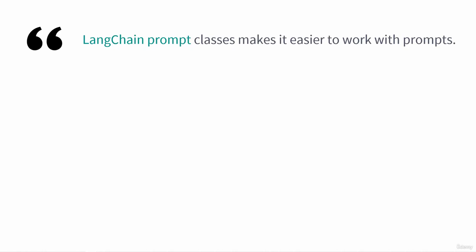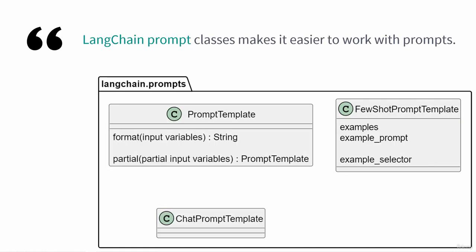LangChain offers multiple prompt template classes. These classes make it easier to work with prompts. The prompt template class is for building generic prompts for a number of tasks. Few shot prompt template is for building a few shot prompt, and chat prompt template makes it easier to build chatbot type interfaces. My focus in this lesson is on the prompt template class. I'll be covering the other two classes in later lessons.